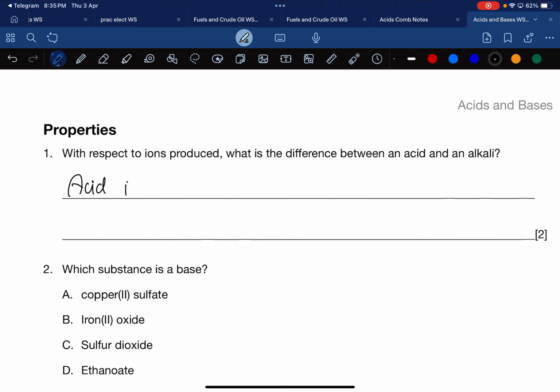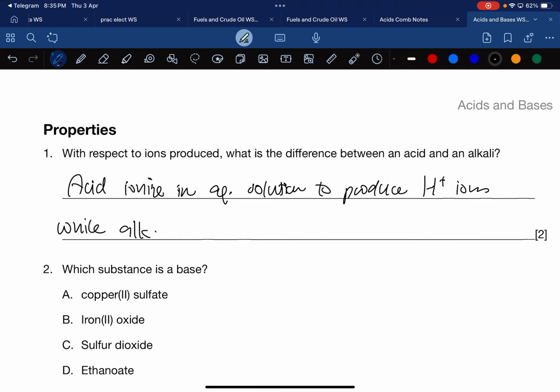Okay, acid ionizes in aqueous solution to produce H plus ions, while the other fella, alkali, ionizes in aqueous solution to produce OH minus ions. Okay, it's just in your notes, don't worry.